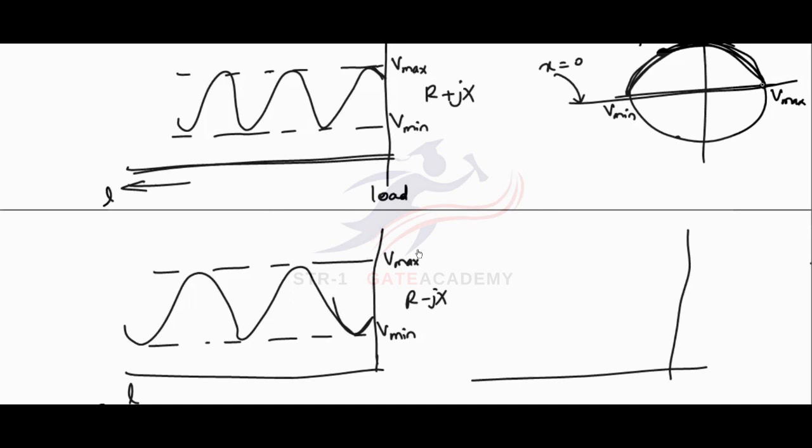And if the load resistance connected is less than Z naught, then it will be at Vmin. So therefore, in this case, the VSWR pattern would be, when R is greater than Z naught, it will be like this. This is for the case when R is greater than Z naught.